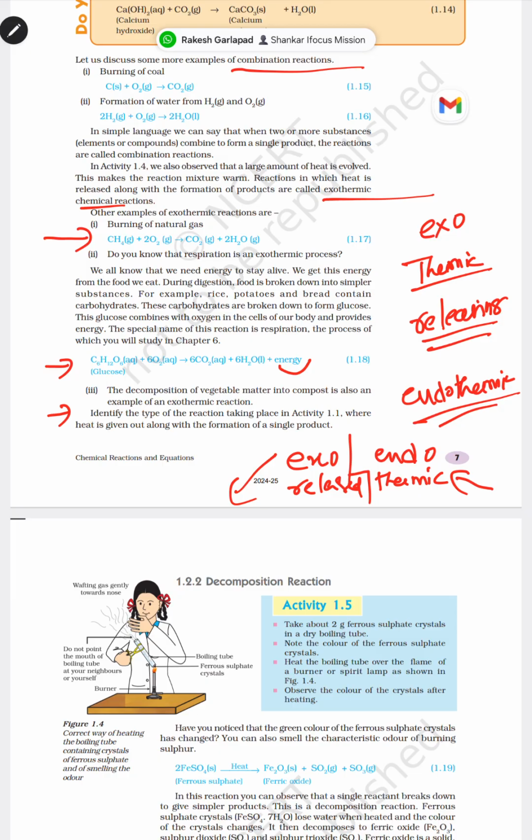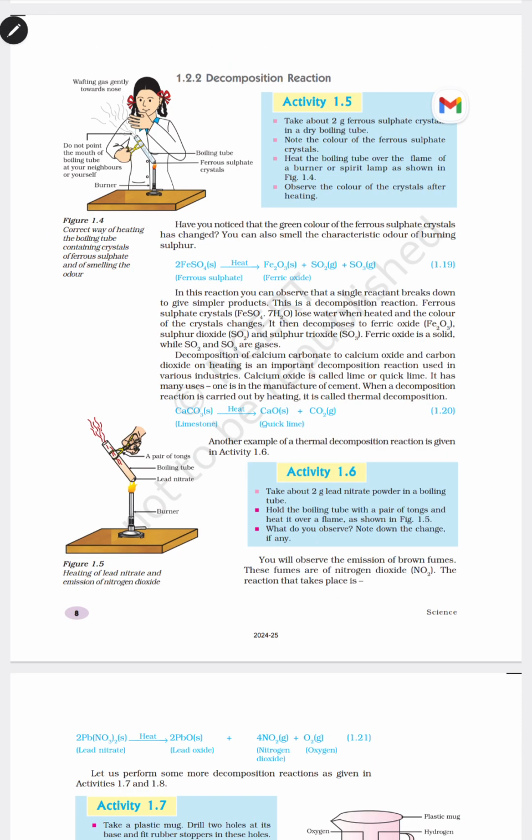Now we go to the next type of reaction. Yes, the second reaction that we are going to discuss is the decomposition reaction. In the decomposition reaction, a single compound, a single reactant, breaks down to give simpler products.